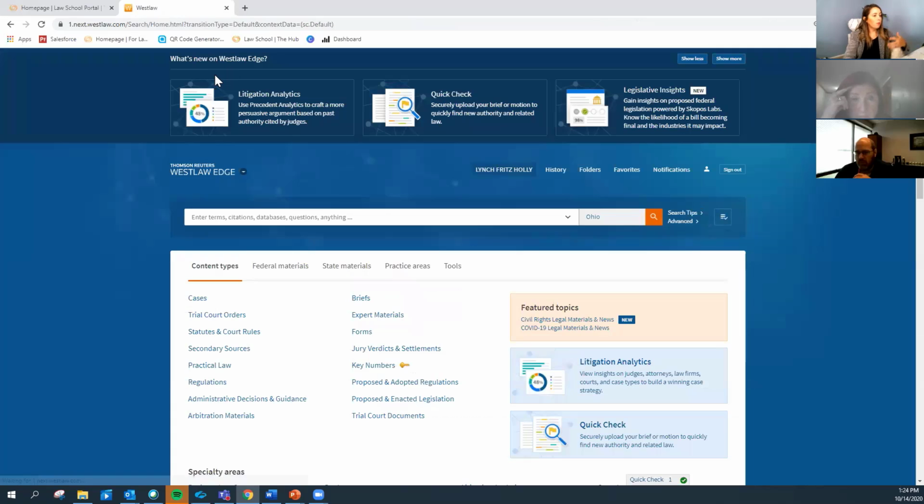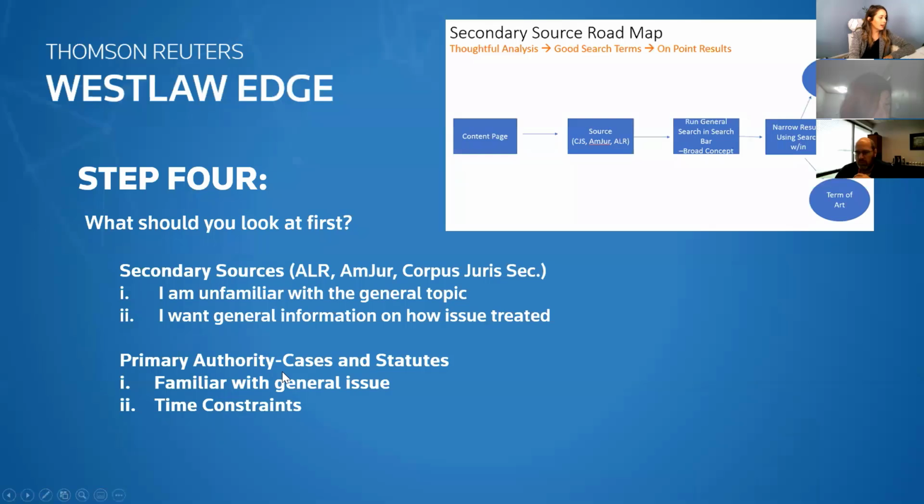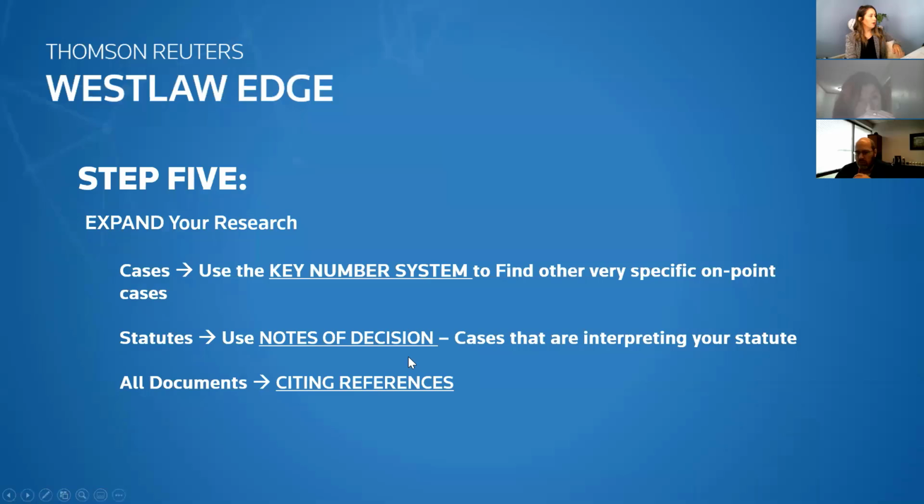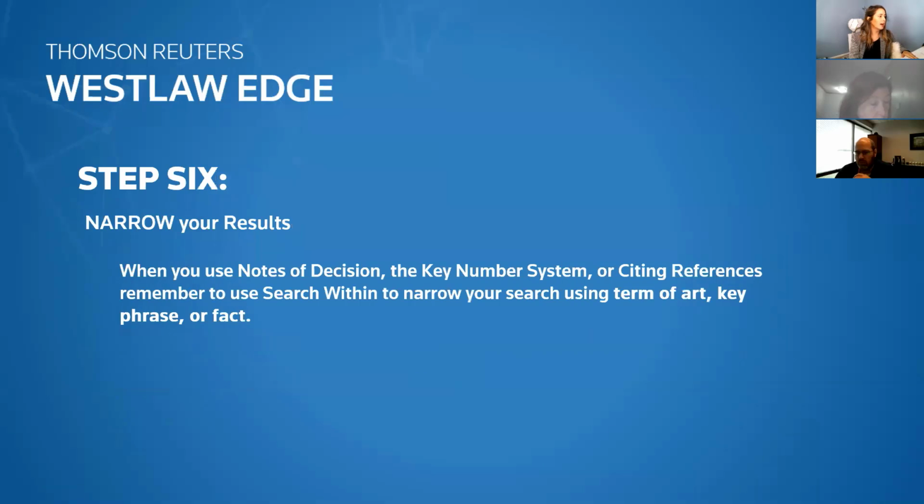The final kind of document that we can get through and that we're going to discuss is going to be a statute. So we've kind of seen this. For cases, we're going to utilize the key number system to find additional sources. All other documents, you can use citing references, which you guys have used a lot. Statutes, we're going to use notes of decision. So we're going to find cases that are interpreting our statute.